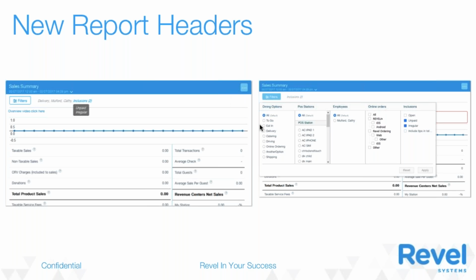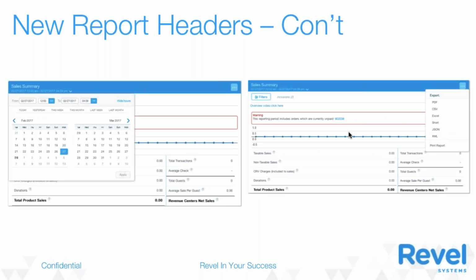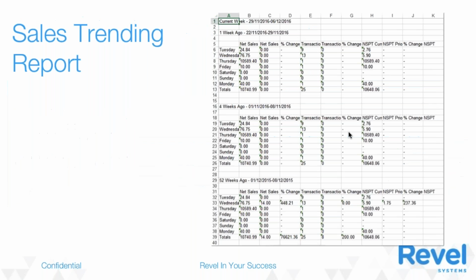If I click on the filters here, you'll see you can choose through dining options, POS stations, employees, online orders, effectively putting all those checkboxes that were in the upper right-hand corner into a better navigatable menu here. If I click on the time frame, I get my 2 calendars, so I can look at a date range. And on the very right, if I click on the ellipses, this gives me my export options. So, your PDF, your Excel, your printing option, etc. Once again, that's on the sales summary. And as our releases commence throughout the year, we'll be adding this same header to the rest of our reports.